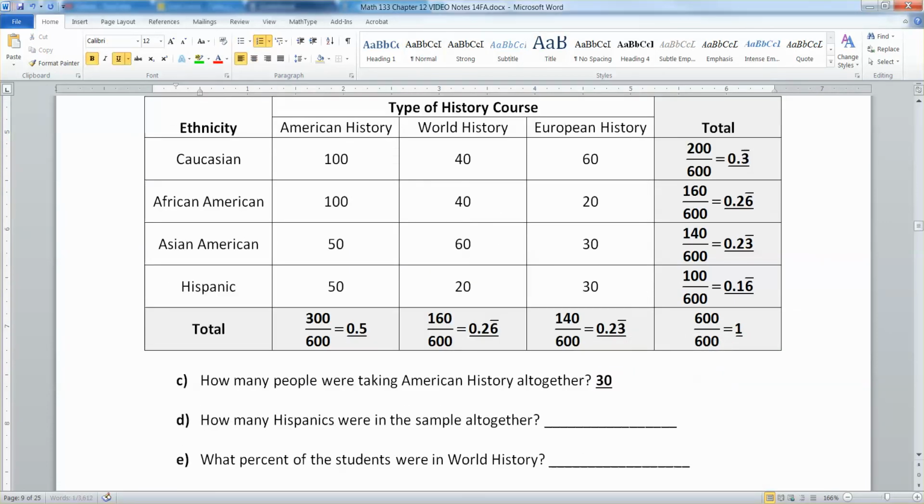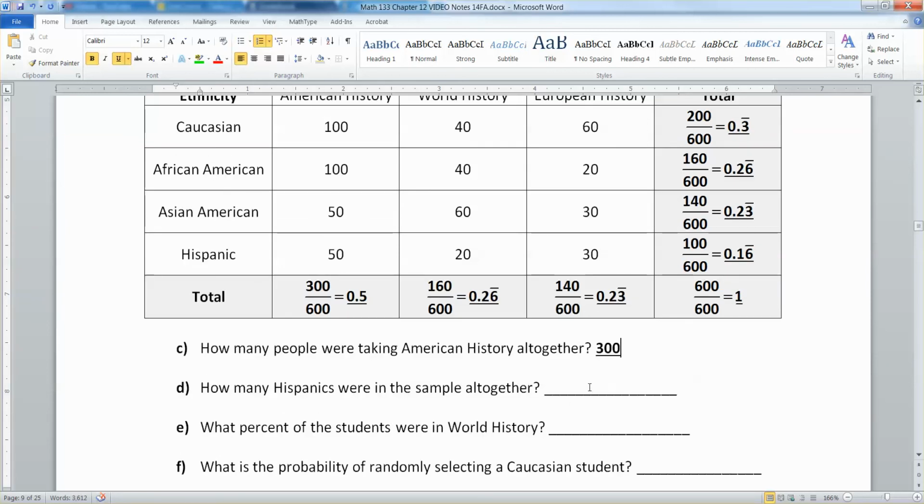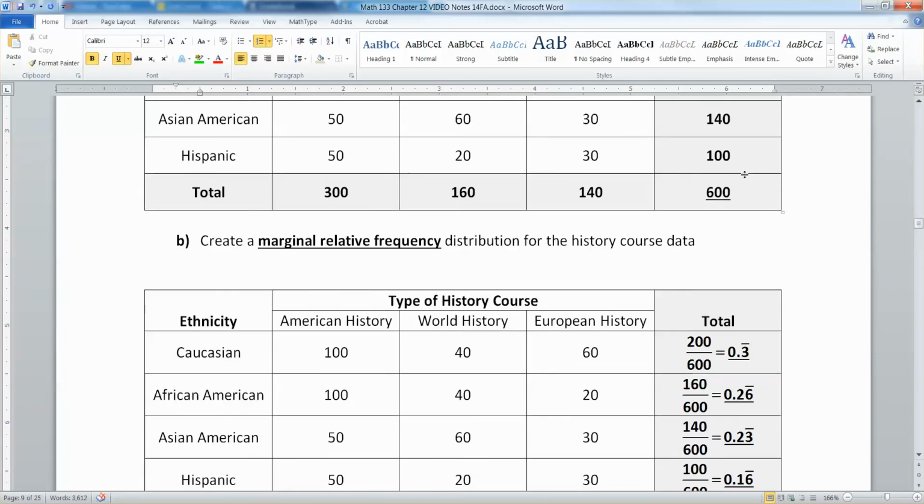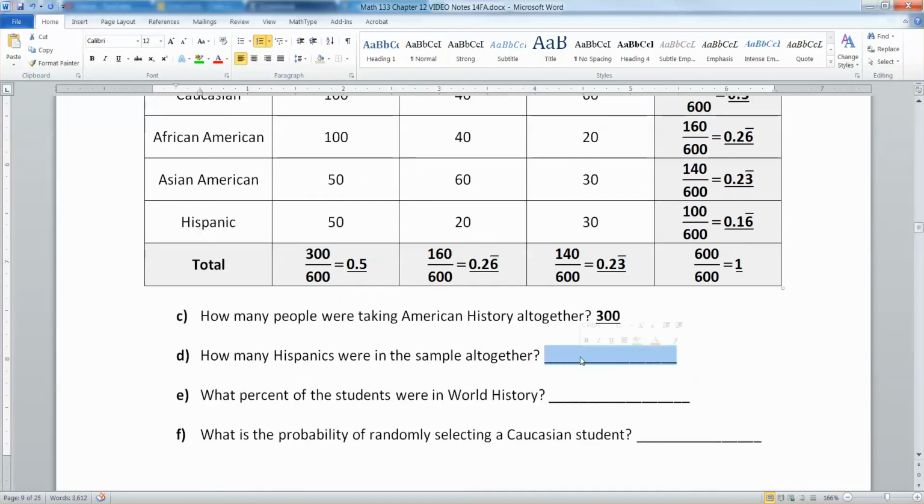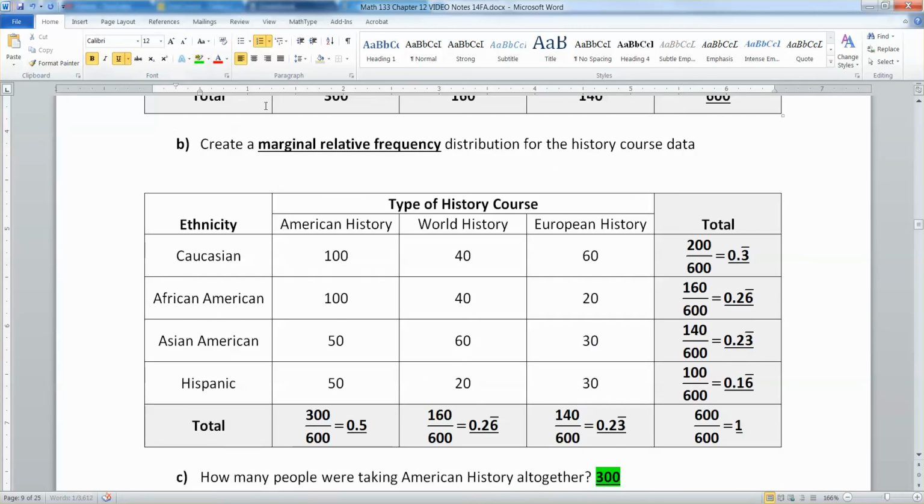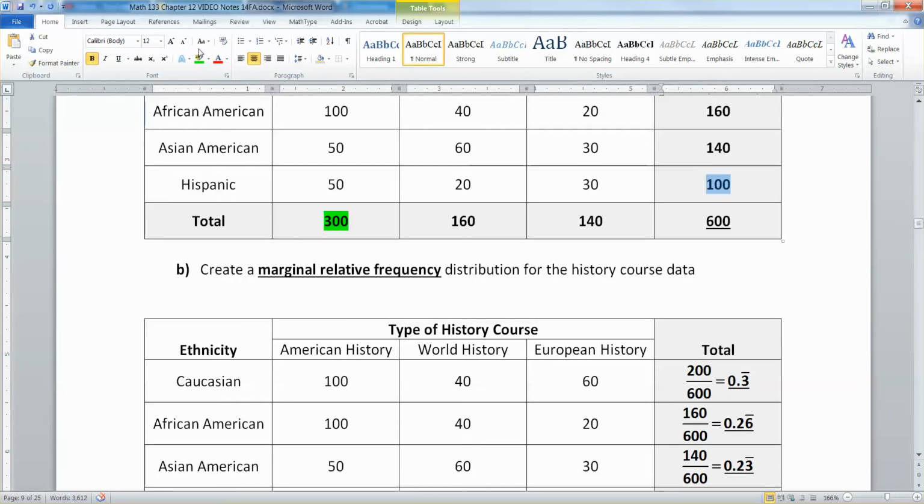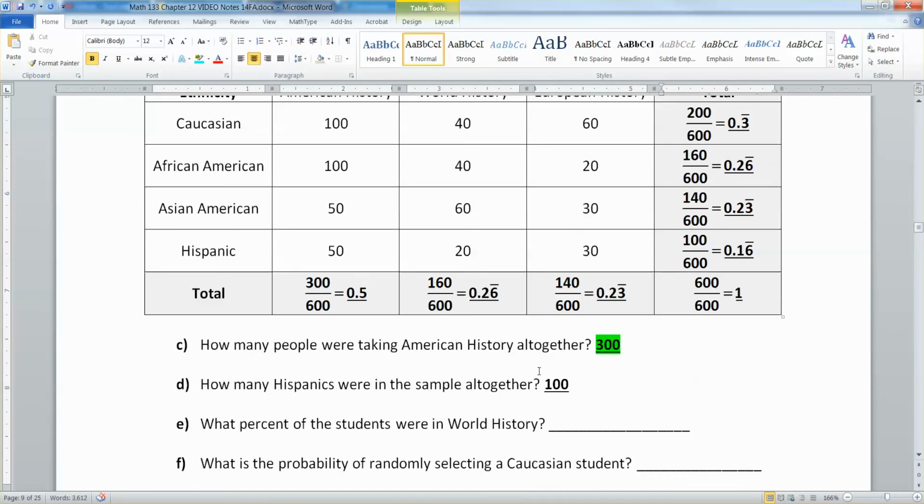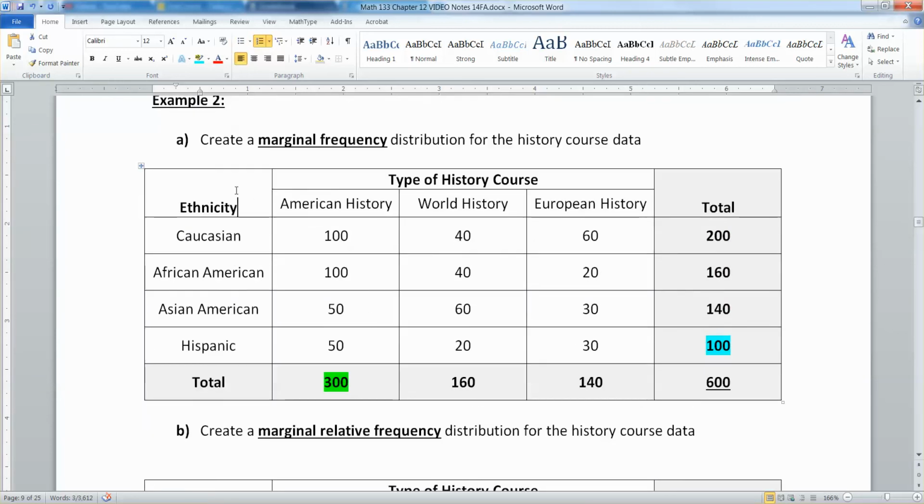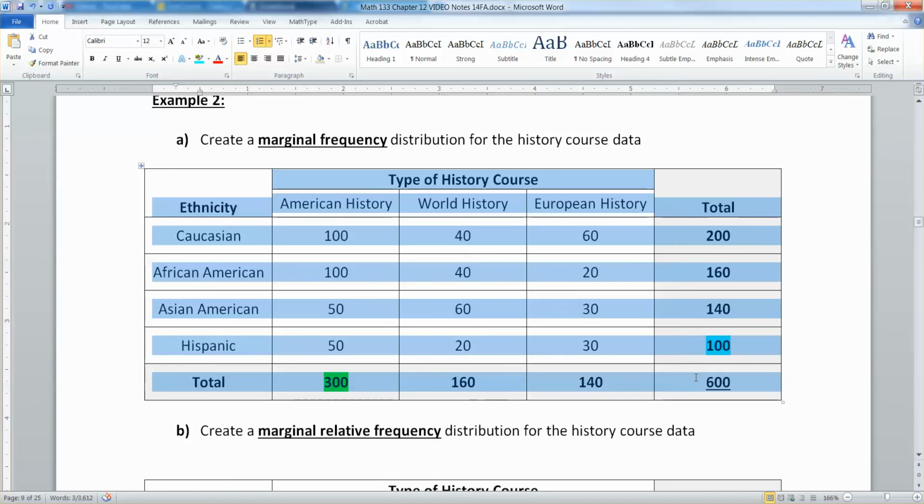Okay. How many Hispanics were in the sample altogether? So in the sample altogether, there were 100 Hispanic students. There they are right there. So that would be 100. I'm going to highlight those just so we can see them real quick. So the 300 comes from this 300 right here, and the 100 right here gives us this 100 right there. All right, so these were both how many questions. How many questions you would answer with the regular marginal frequency.